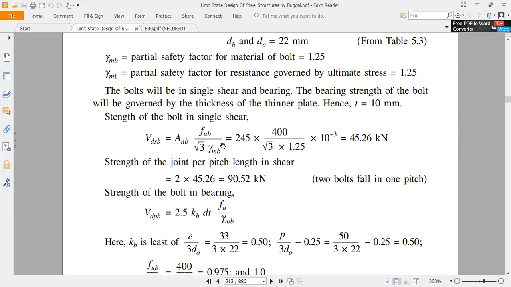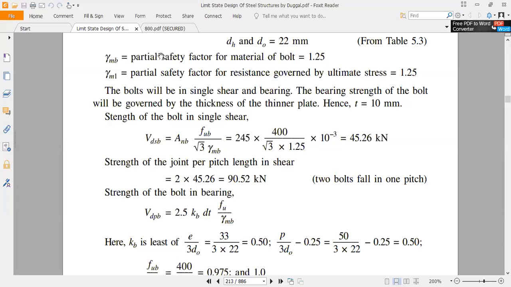So see, put everything here in this equation and you are getting 45.25 kilonewton. So 45.25 kilonewton is the strength of the bolt in single shear.